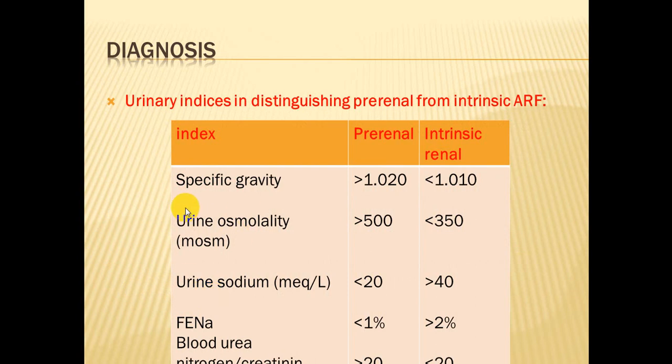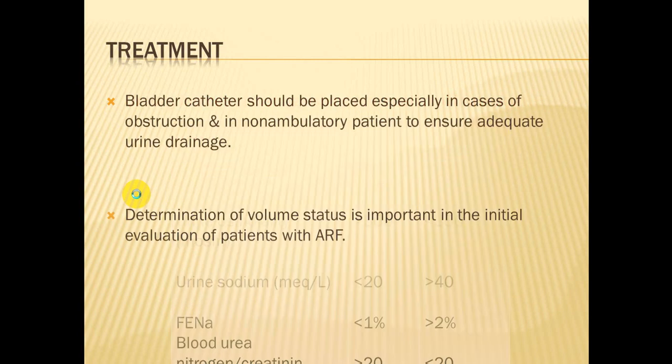And this is a table of urine indices that distinguish between prerenal and intrinsic acute renal failure: specific gravity, urine osmolarity, urine sodium, fractional excretion of sodium, blood urea nitrogen, and creatinine, and you see the difference between each of them and can get an idea about the causes of acute from the chronic renal failure. I will stop here and will complete in the next lecture.